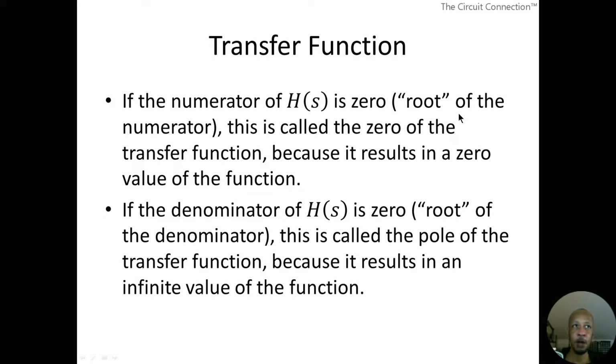They'll tell you about roots of the numerator. As far as I'm concerned, it's just an equation that equals 0. So, you're just going to do some algebra and figure out what makes the numerator 0. You're going to do some algebra, what makes the denominator 0, and those are going to be your answers for your zeros and your poles.